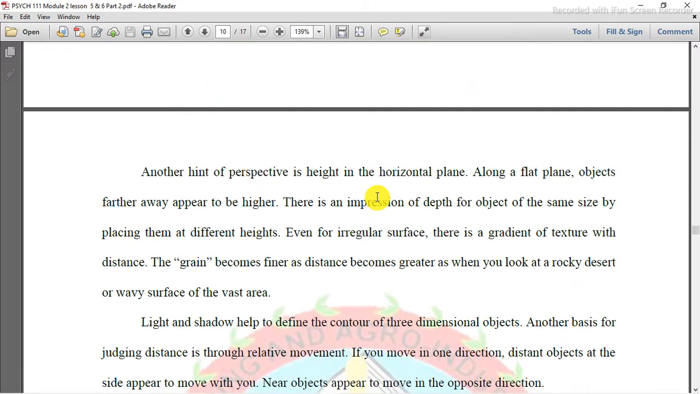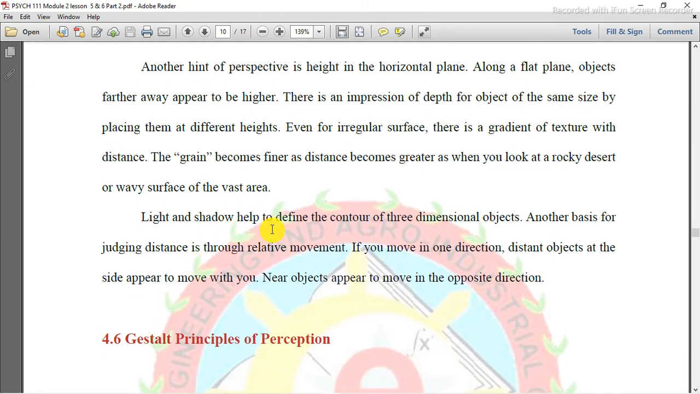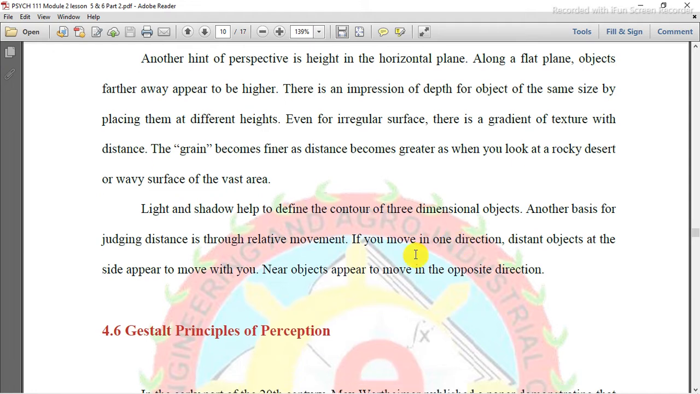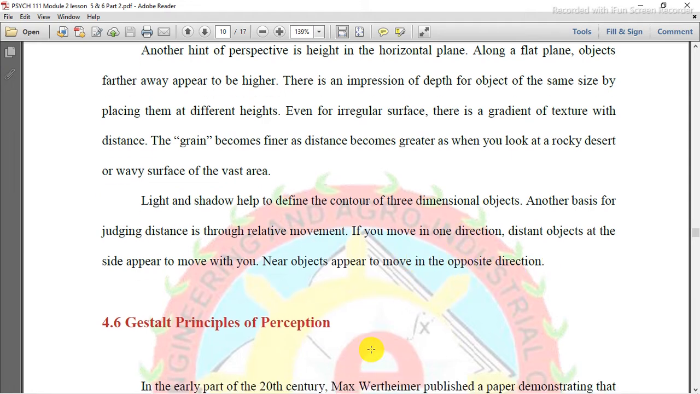Another hint of perspective is height, no? Depende sa height, especially if you're talking about buildings or structure, no? Sometimes talaga, height yung, ang taas naman doon, mga ganon. There is an impression of depth. Even regular surface, gradient texture, ito din, grain. Di ba, may mga times na meron tayong bagay. Alam natin yung gano'n siya ka-rough at gano'n siya kakinis. Isa din yan sa mga basihan kung bakit natin nakakatch sila ng attention natin. Light and shadow, no? Help sa dimension ng isang object at napofocus natin siya. Gano'n siya kalapit, near, or opposite direction ba siya, or gano'n.